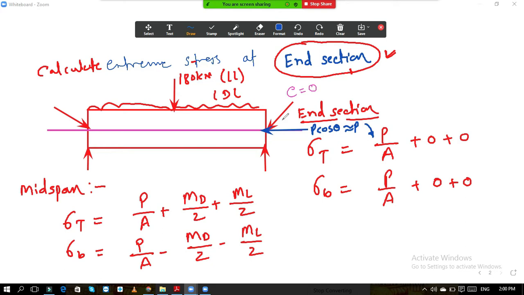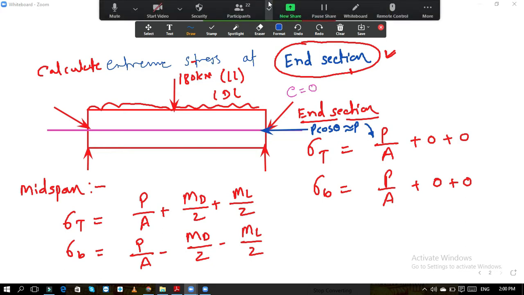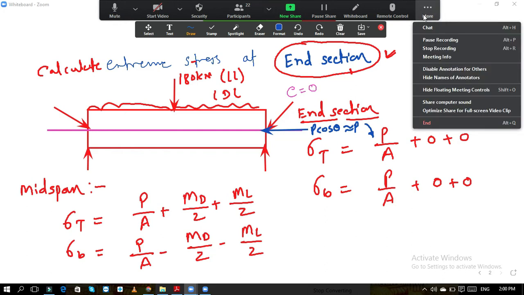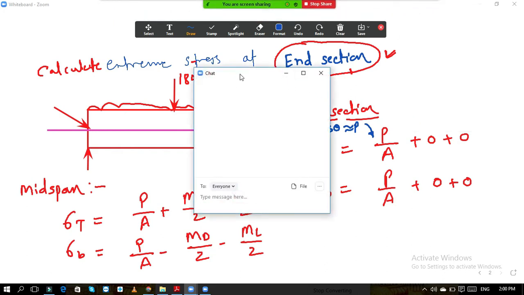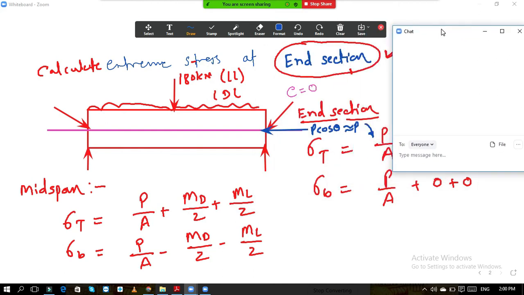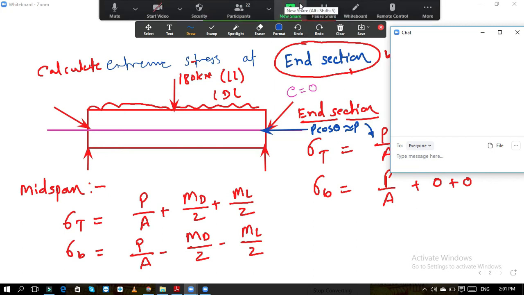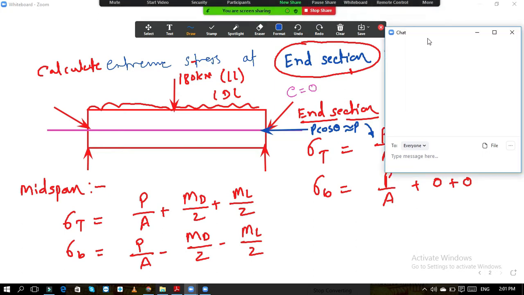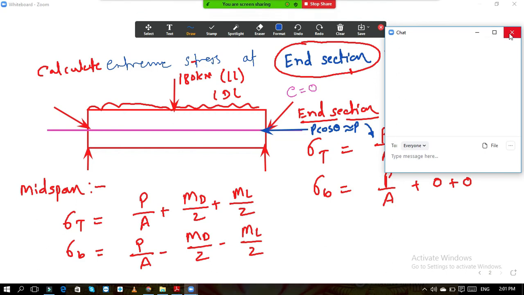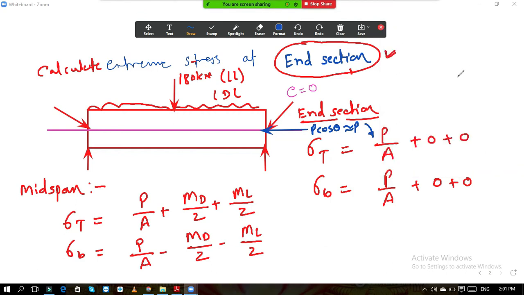Yes, no, shall we move further? Have you understood anything from this? See, unless and until you understand this concept, you cannot understand the numericals which we are going to solve. Okay. So if you are still having any difficulty, let me know. I will repeat. So nobody is saying anything. So now I think it is understood to you.